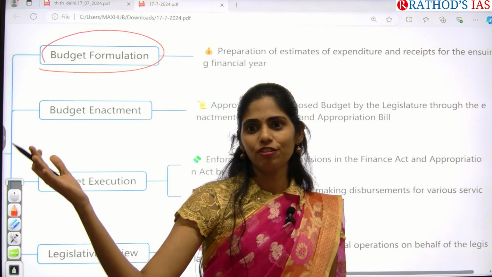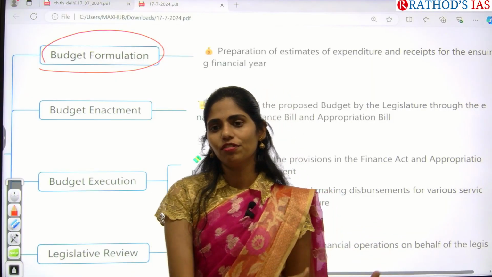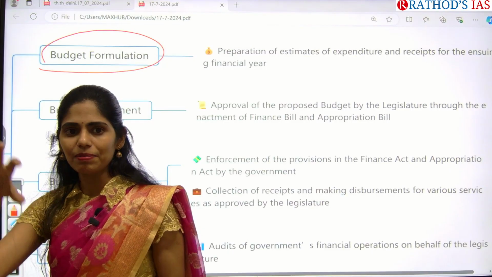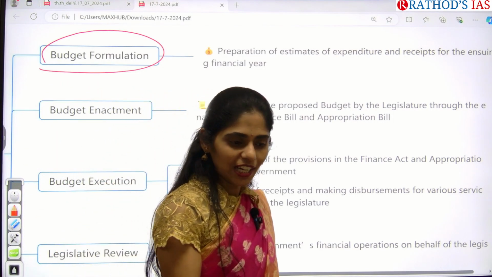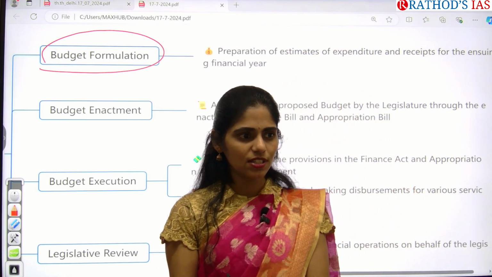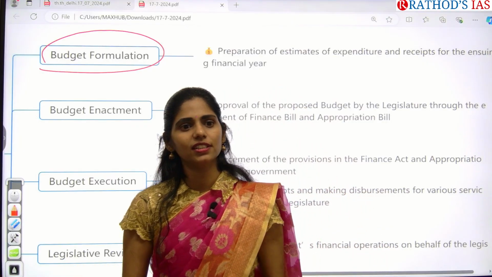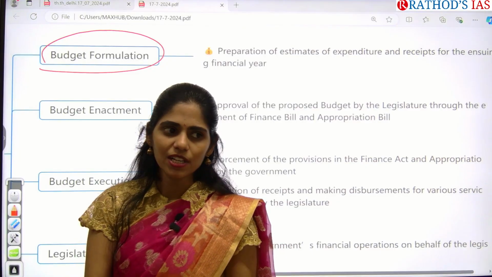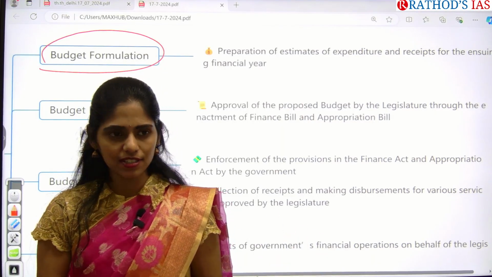For example, Ministry of Defense, Ministry of Home Affairs, Ministry of Tribal Affairs, Ministry of Labor. So each and every department has its own schemes. Yes or no? In those schemes, we have central sector schemes and centrally sponsored schemes. Central sector scheme means the entire fund needs to be given by the central government. Centrally sponsored means both the central government and the state government will be sharing the funds, right?